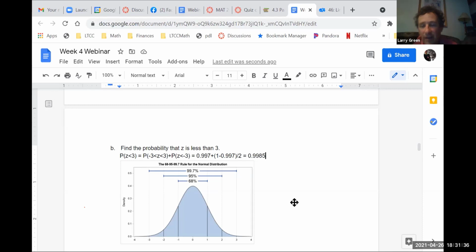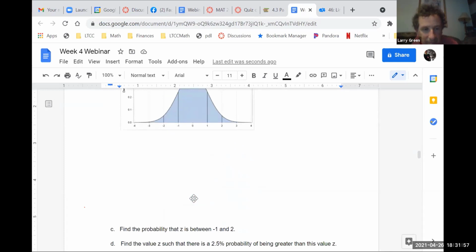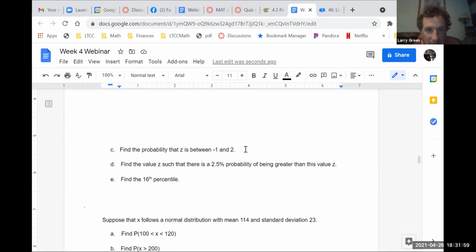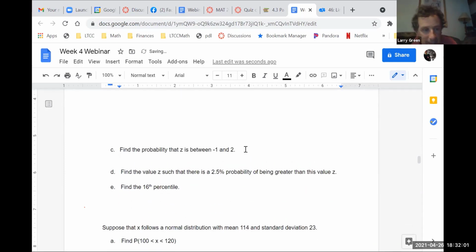Again, you can use a calculator. Any questions at all on this example? I'm sure you all agree this is a lot more intense than the first one, where you just looked at it and it was 68% or 0.68. All right, let's do the next one. Let's find the probability that z is between -1 and 2.